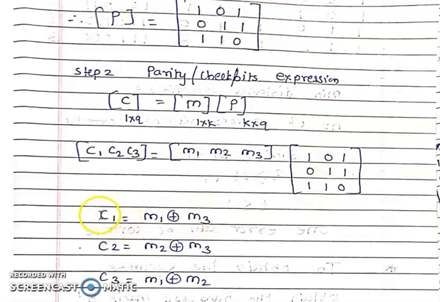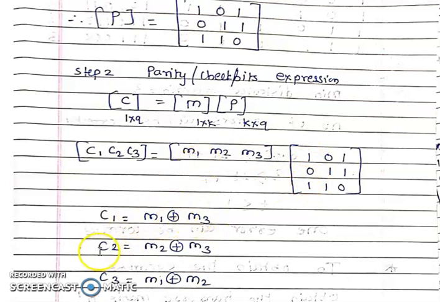So I can show you that C1 is given by M1 multiplied with 1, M2 multiplied with 0, which means it is not there in the equation, and M3 multiplied with 1. So in the equation we have M1, M2 is not there, M3 is there. So the C1 equation is M1 XORing M3.